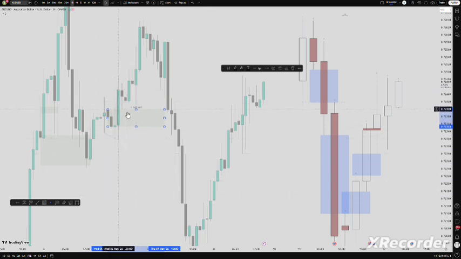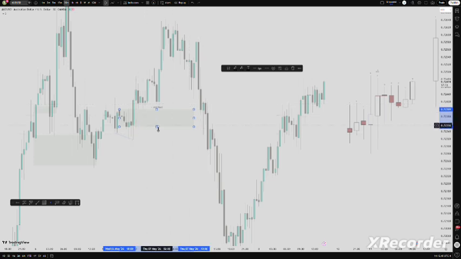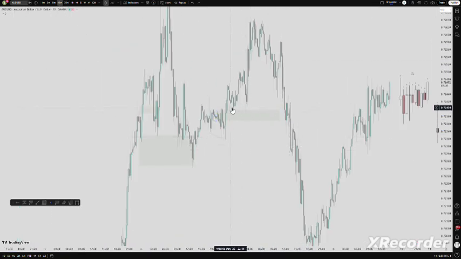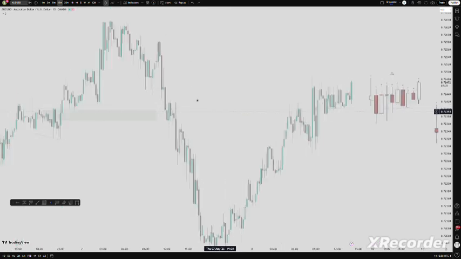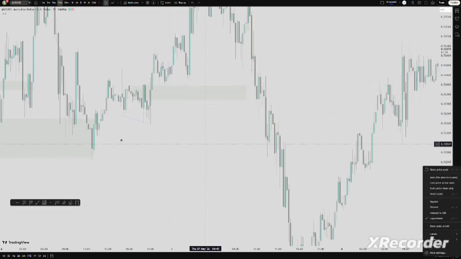On the 1 hour, we weren't really having any fair value gaps. On 30 minutes, we had this fair value gap over here, and what we wanted was a run on 15-minute lows. So we had this low and we had this low. We had this low being run out, and we had price closing over here. This was the reversal price point over here.